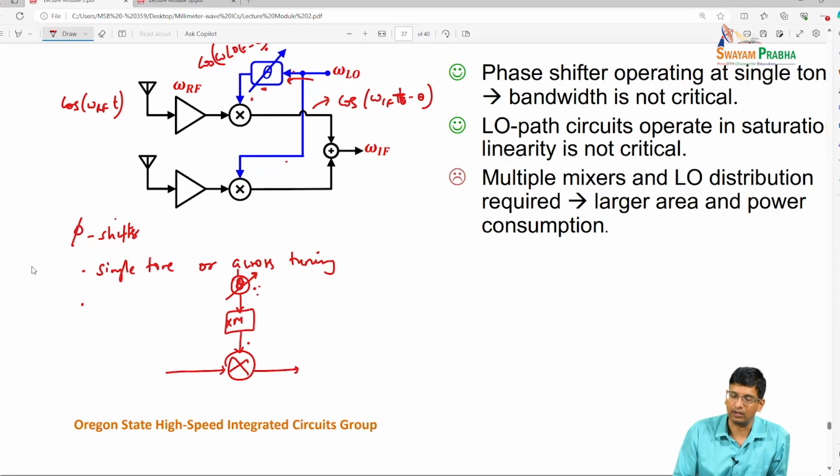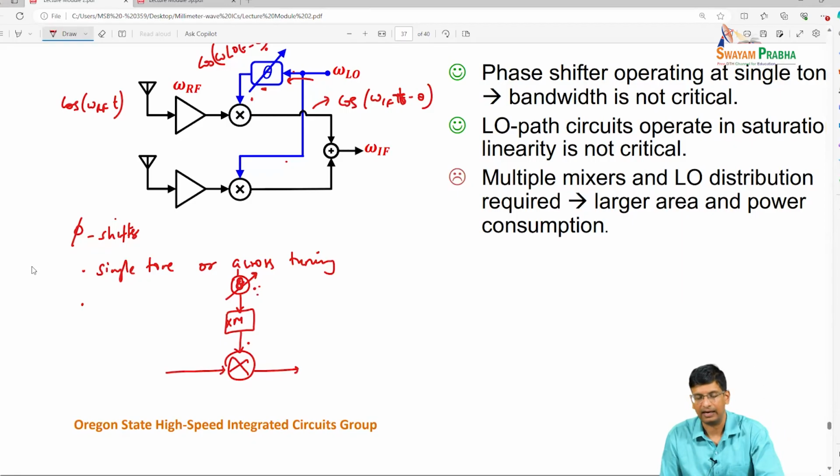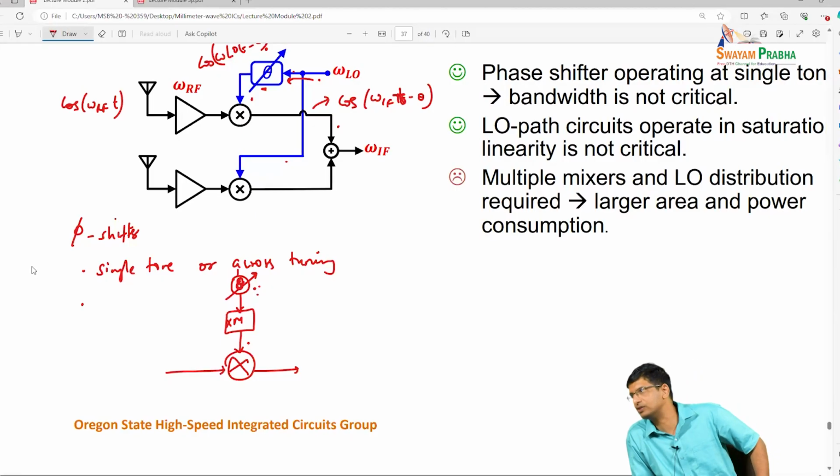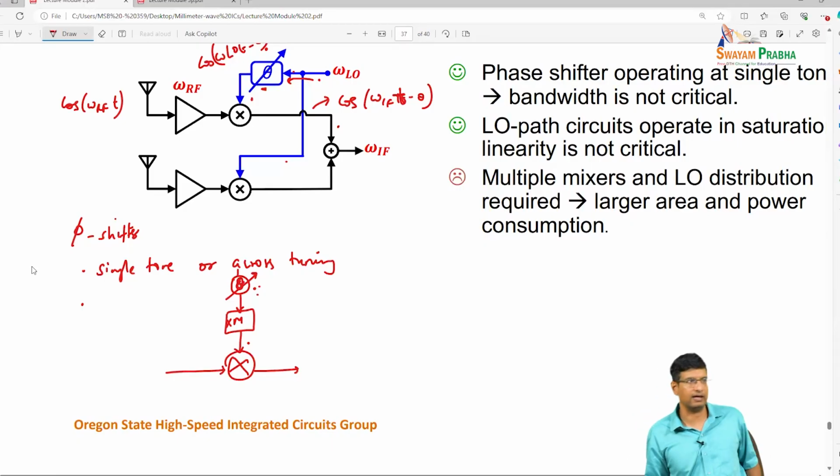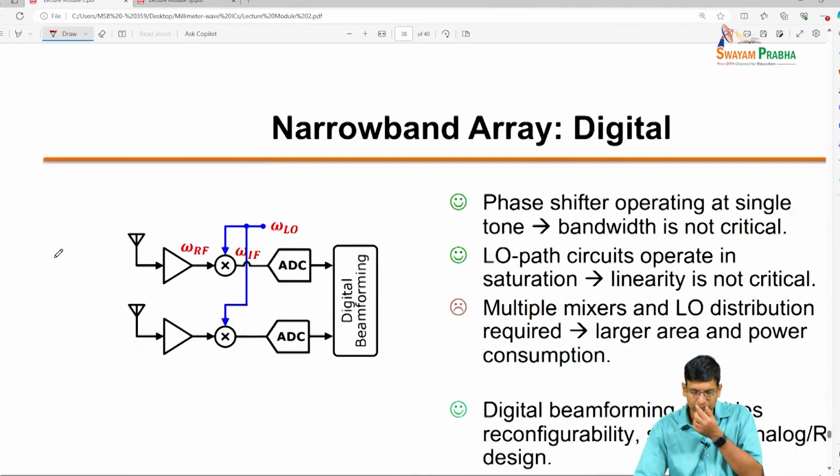But overall, the trade-off still remains that now I have a situation where I have to distribute my LO signal, and then I also have these multiple IF signals that are coming in. So I have n LO signals to deal with and n IF signals to deal with. And from an array perspective, this can take up area as well. The mixers, LO buffers, LO distribution, all that takes area compared to RF path phase shifting.